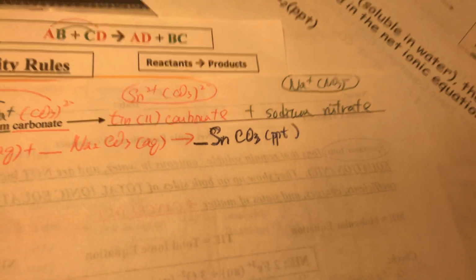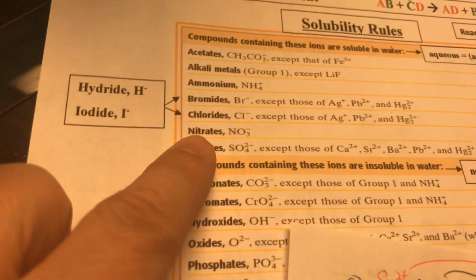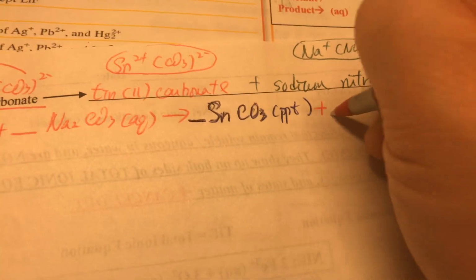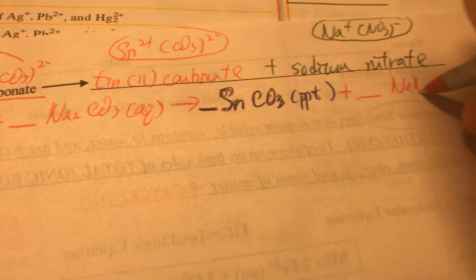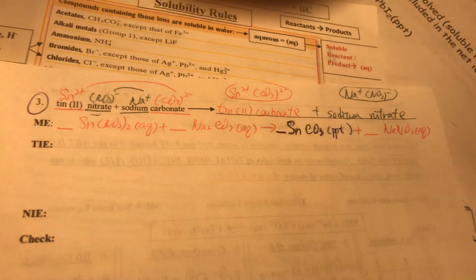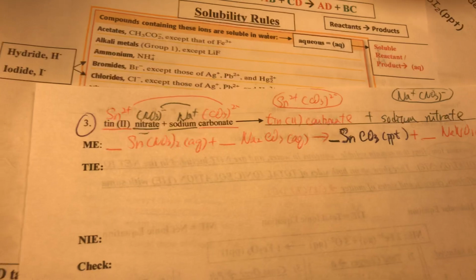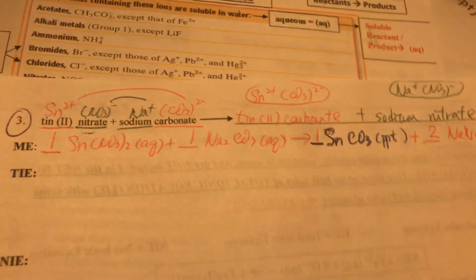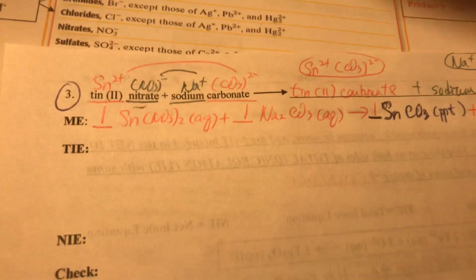And then next is sodium nitrate. Sodium nitrate is soluble, no exception, so we use red pen: blank NaNO3 AQ. All right, now we have to balance them. We get 1, 1, 1, 2. So that's the molecular equation.